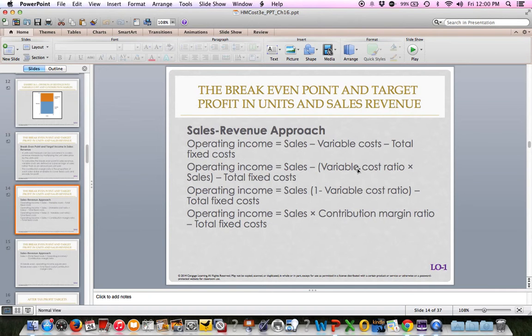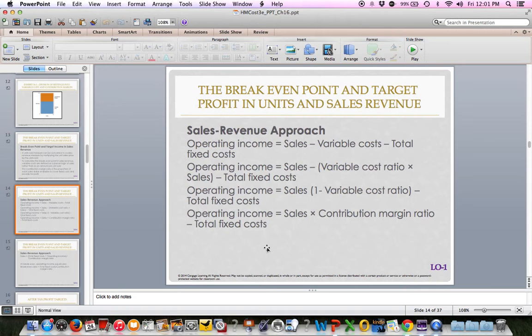So, sales minus revenue approach: operating income equals sales minus variable cost minus fixed cost. Therefore, operating income equals sales minus my variable cost ratio times sales, minus total fixed cost. Or operating income equals sales times (1 minus variable cost ratio) minus total fixed costs. I get down to the simplified formula after all this is rearranged, the very bottom one here: operating income equals sales times my contribution margin ratio minus total fixed costs.